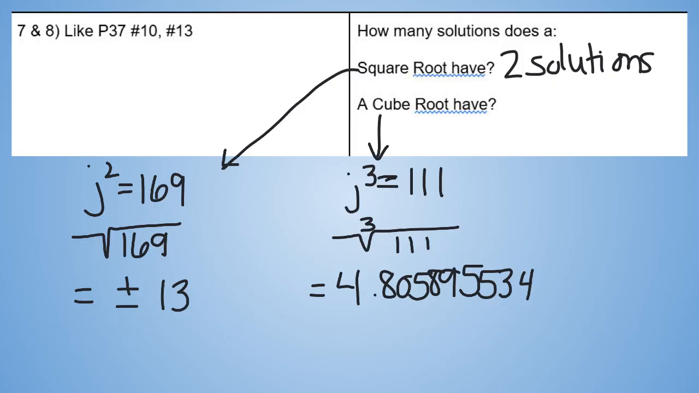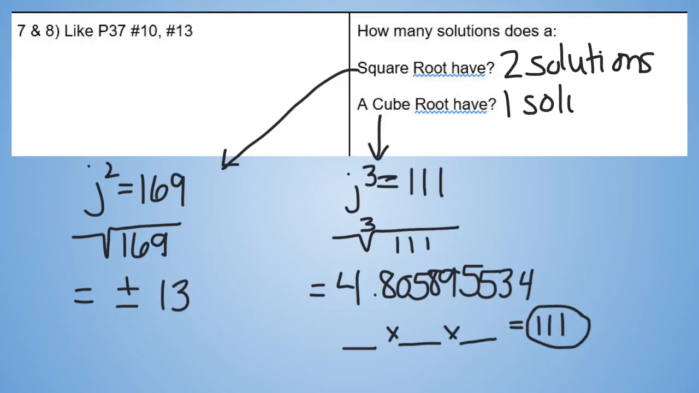Because if you remember, I'm going to take three identical numbers together to get 111. There's no way to take a negative times a negative times a negative and get a positive answer. They all have to be positive. So there is only one solution to a cube root problem, and it will always be positive. All right, that is what your quiz is going to look like.